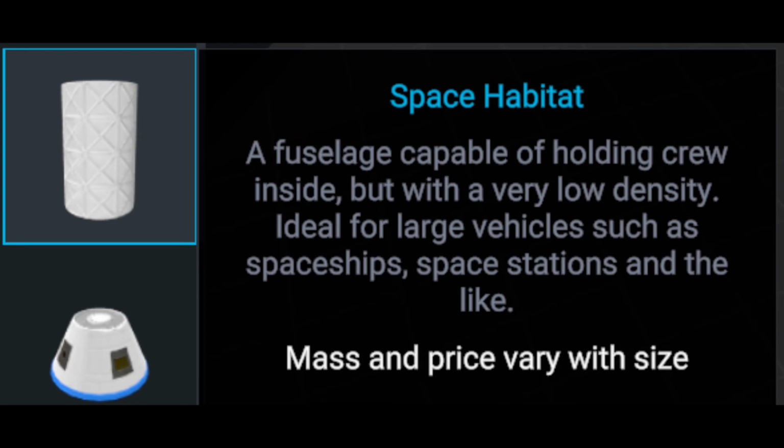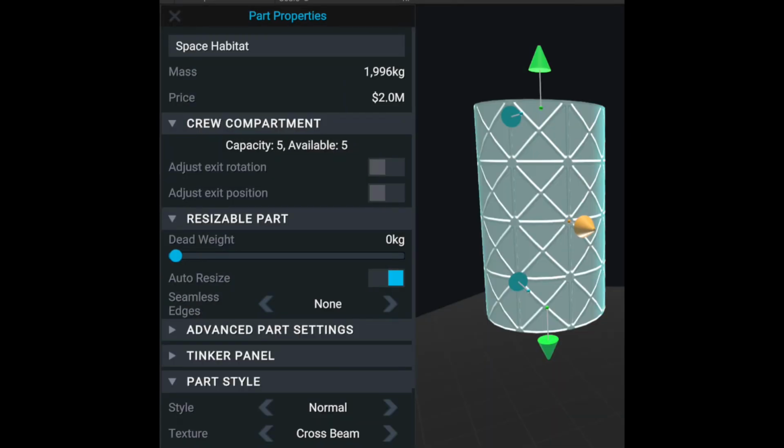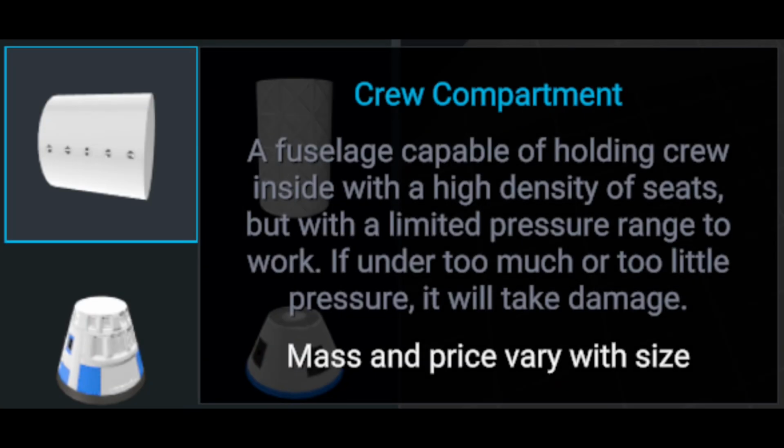Next up, we have the space habitat. This is a very important part because it allows us to make actual space stations instead of ones that just use invisible command pods. This part alone will make space stations actually useful in terms of being able to make up your own stories and such, but it also comes with another part, and that part is the crew compartment.